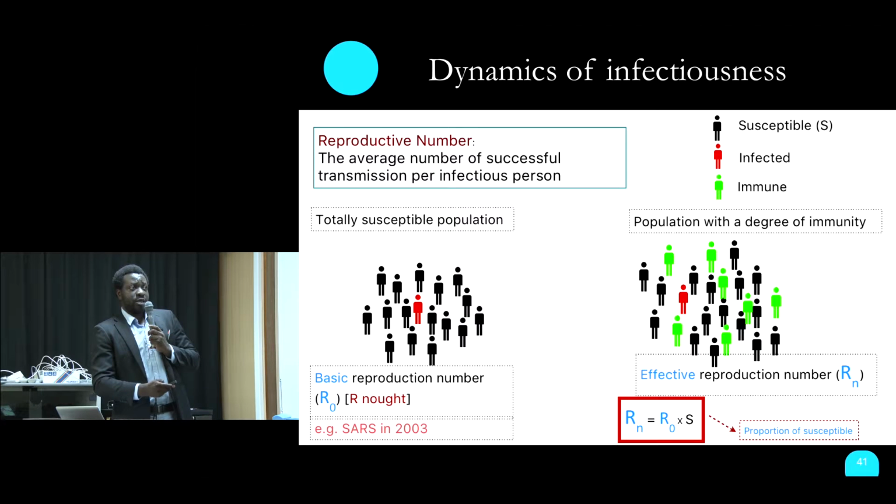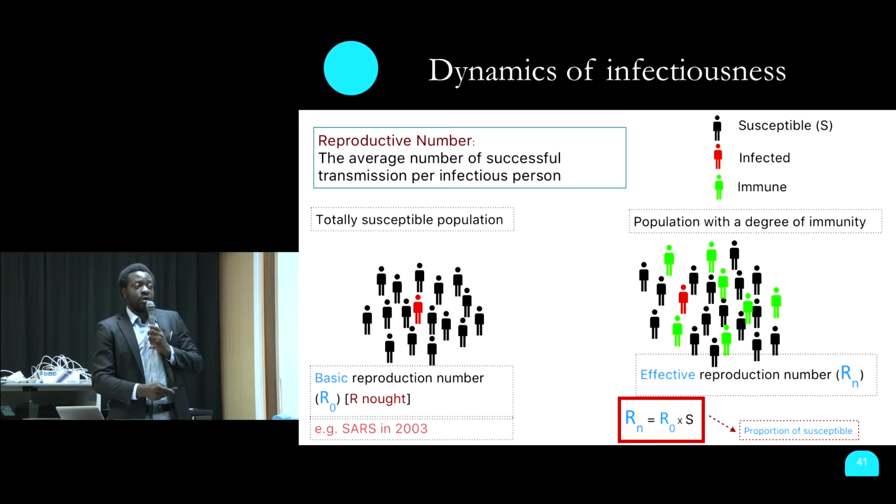The black humanoid here is susceptible. The red is infected, and the green is immune, meaning protected from infection. So in this population here, everybody is susceptible. We don't have anyone here who is immune.